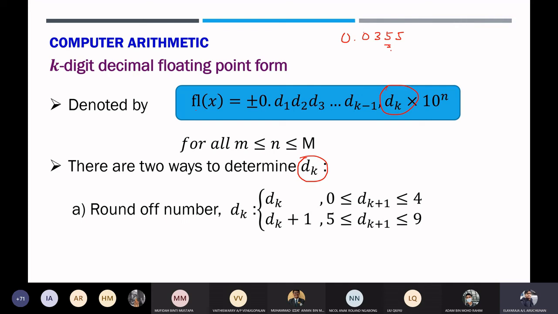Anybody can tell me? 0.036. This is how we do it. But the computer does not do it that way. The computer will read it as 0.035, because the computer uses chopping arithmetic in order to represent the data. It's not a human way to do the calculation. That is why we need to develop the programming based on this.